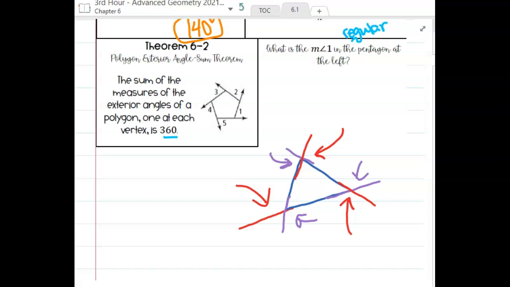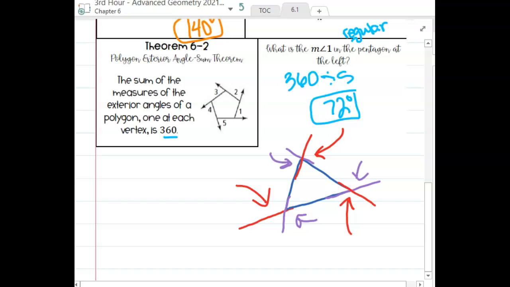So I already said that I know that if I add the measure of angle 1 plus 2 plus 3 plus 4 plus 5, I'd get 360. So if I wanted to find the measure of just angle 1, how would I do that? Divide by 5, right? All of those added together give me 360. There's 5 of them. I know they're all the same because it's a regular pentagon. So if I divide by 5, I'd end up with 72. The measure of angle 1 would be 72 degrees.